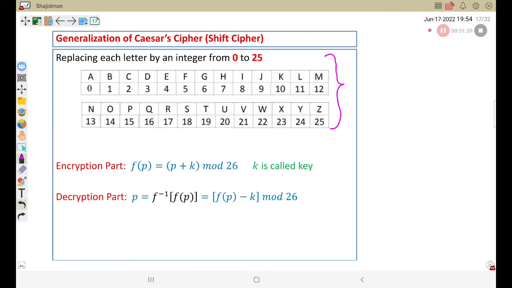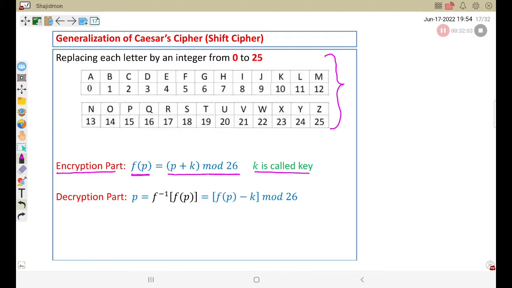For the encryption part, we need to calculate f of p equal to p plus k mod 26. This k number we are calling the key number. Here you can take any number as the key. In Caesar cipher it is fixed, it is only 3. But here the k number we can take as other integer numbers also.